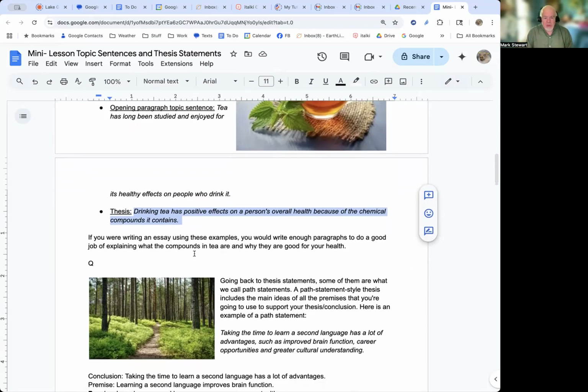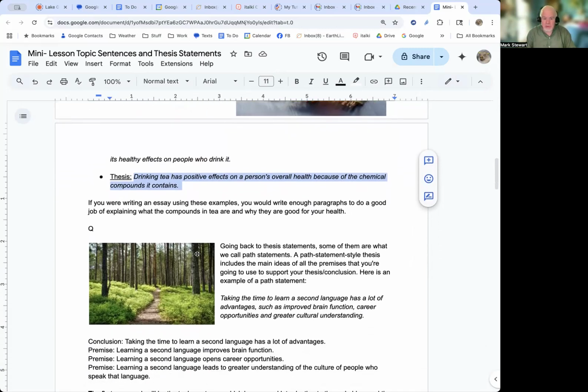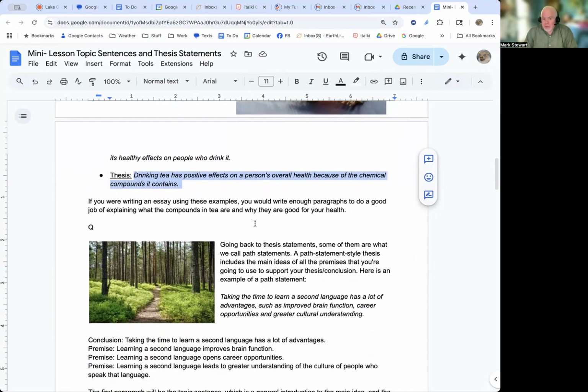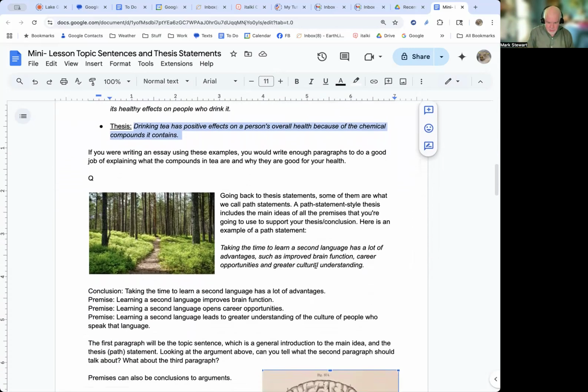All right, so if you were writing an essay using these examples, you would probably write, give me enough paragraphs to do a good job of explaining what the compounds in tea are that have effects on my health and what those effects on my health are, right? Okay, so let's go back to thesis statements.